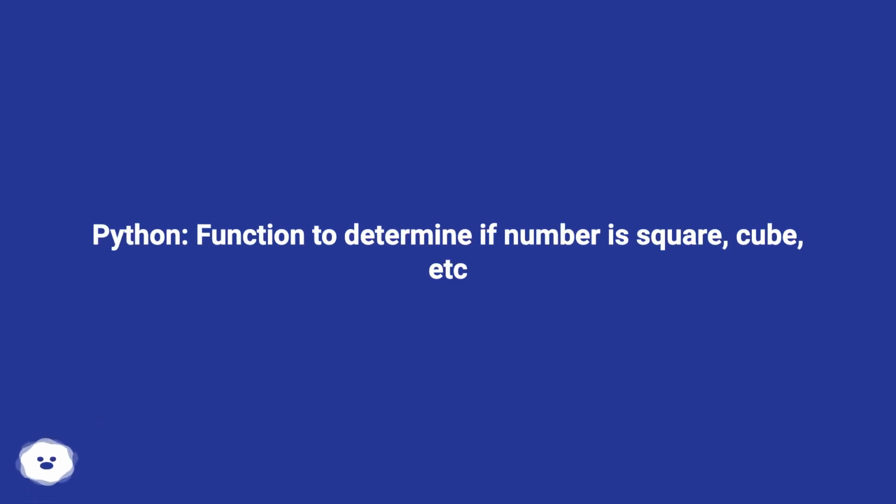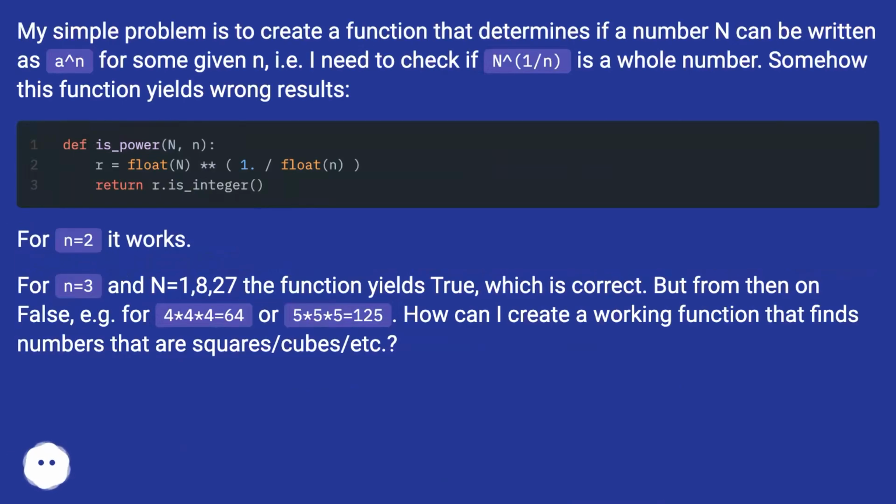Python, function to determine if number is square, cube, etc. My simple problem is to create a function that determines if a number n can be written as a to the power of n for some given n, i.e. I need to check if n^(1/n) is a whole number. Somehow this function yields wrong results.